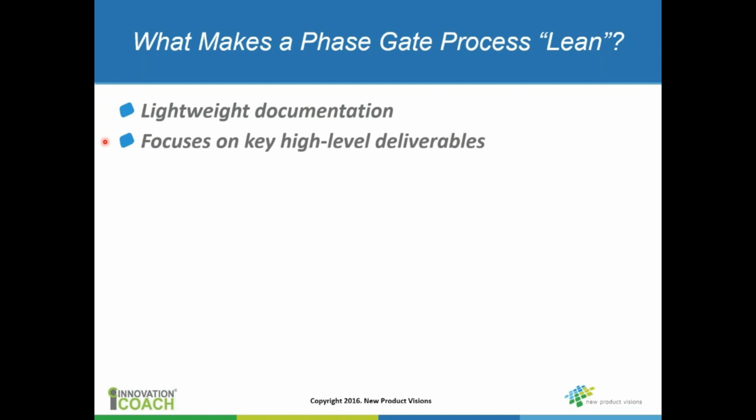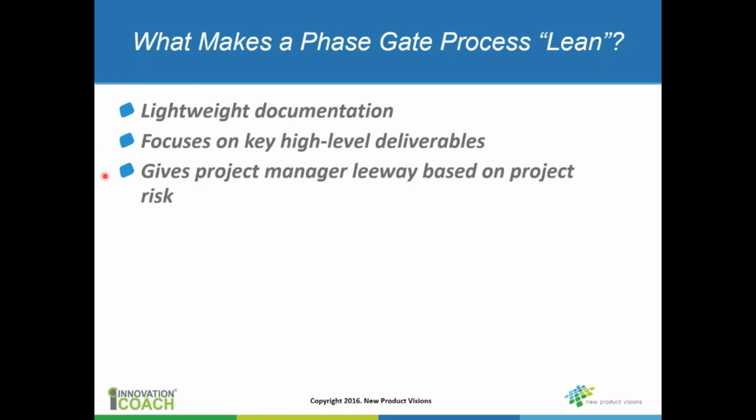Second, the deliverables I think are an important aspect, and that's really where you should focus, and think through what those high-level deliverables need to be for your process. Third, and it kind of goes in line with the lightweight documentation, is that you really want to give the project manager a lot of leeway to manage the project based on the project risk. So again, if you over-document the process, then you force every project to go through the same process, and that might not be the best way. You might be wasting a lot of time and wasting resources. So this really gets to me the heart of looking at it from a lean standpoint.